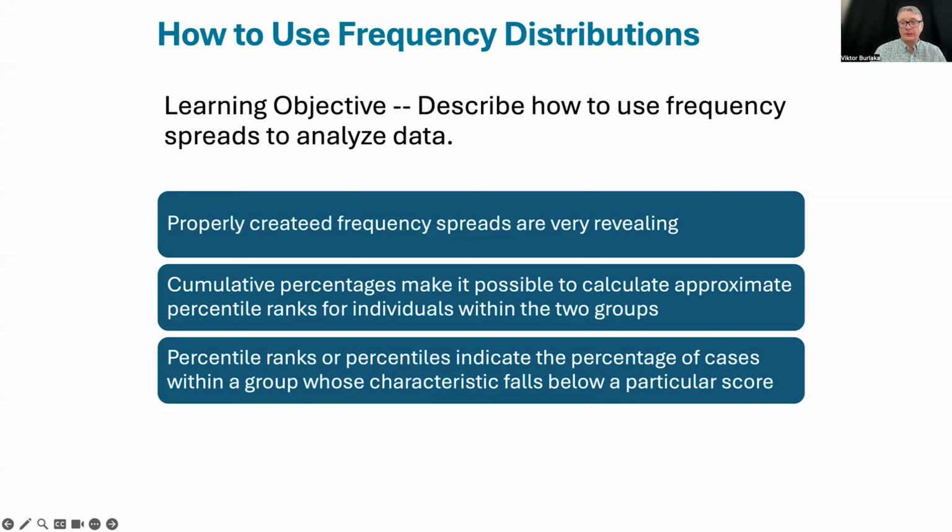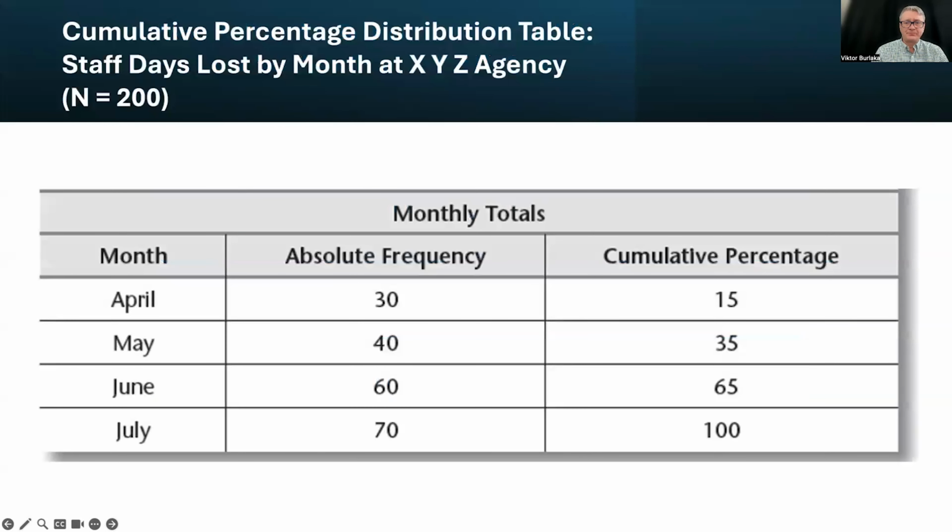For example, if a client is in the 80th percentile for sessions attended, that means they have attended more sessions than 80% of other clients. This is valuable information for tracking progress or outcomes.